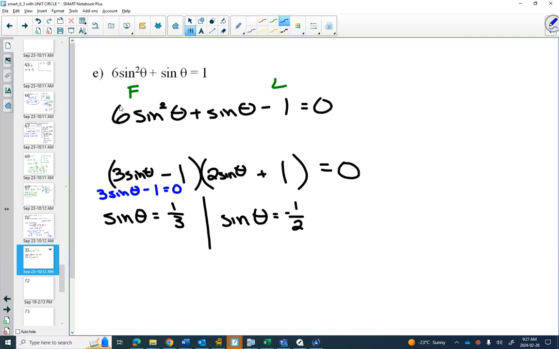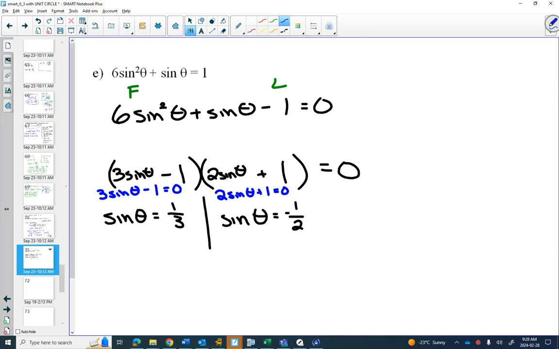But if you're wondering, Mr. JR, how did you get that 1/3? Well, I did a little tiny equation solving in my head. Same thing for this one. I was like, okay, if 2 sine theta plus 1 has to equal 0, how would I solve for sine theta? I move the 1 over to get negative 1, and then divide by 2 to get negative 1/2.